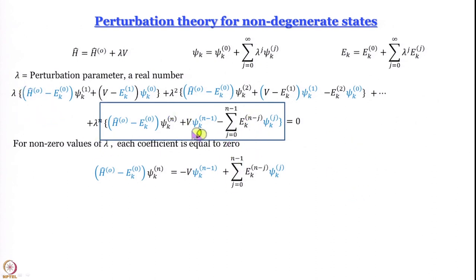So, every coefficient of every power of lambda must be equal to 0 by themselves. So, I have (H hat 0th minus E k 0th) operating on psi k nth is equal to minus V operating on psi k (n minus 1)th plus summation j equal to 0 to n minus 1 of E k (n minus j)th operating on psi k jth. Okay. Extremely useful equation, is going to come handy time and again.